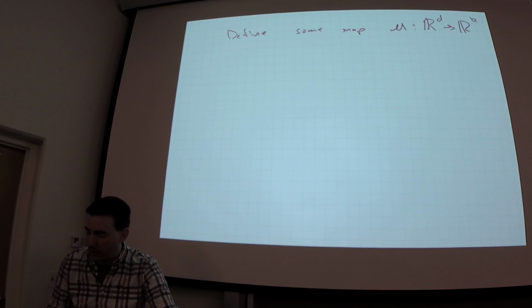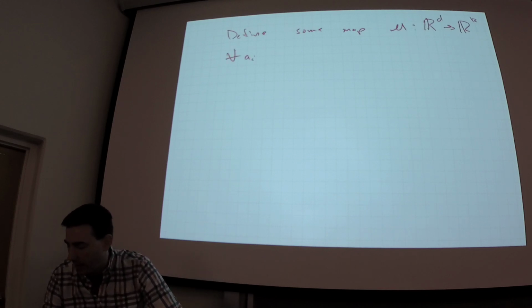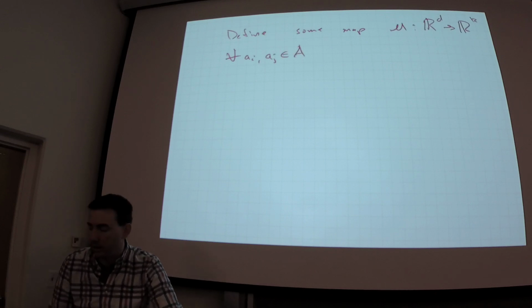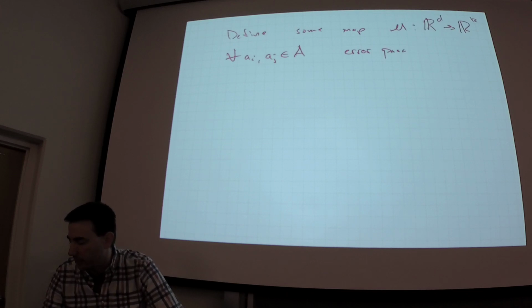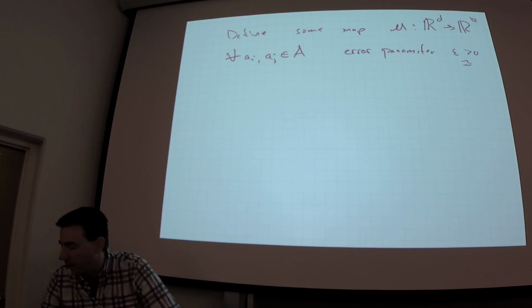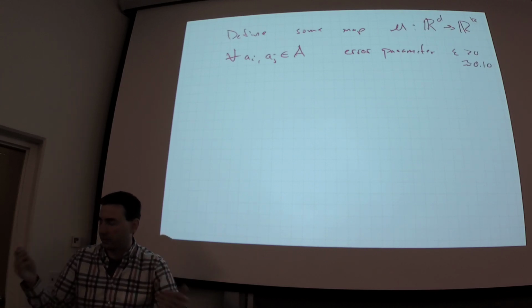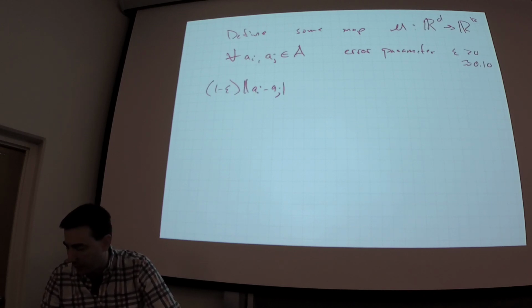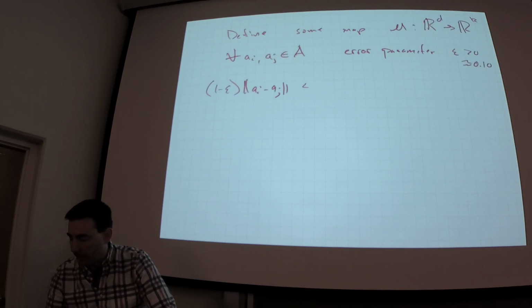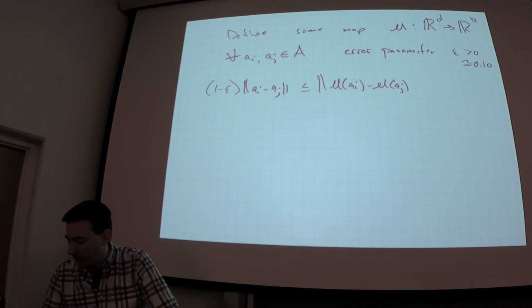And I want to have the property that for all Ai, Aj in my data set, and some error parameter epsilon, which is greater than 0. So think of this as, say, 0.10. So like it's 10%. Then I want to have the property that 1 minus epsilon times the distance between Ai and Aj, so if I look at the distance, let me just write this up.